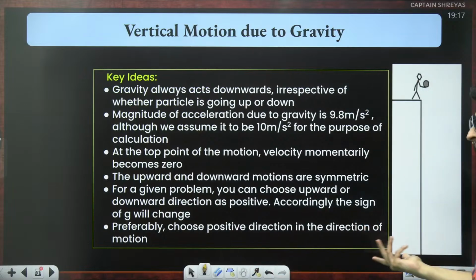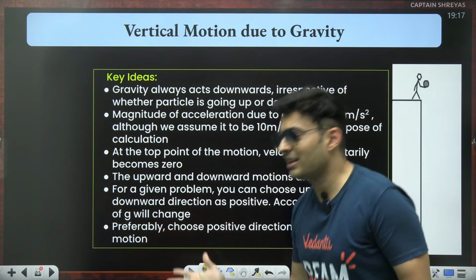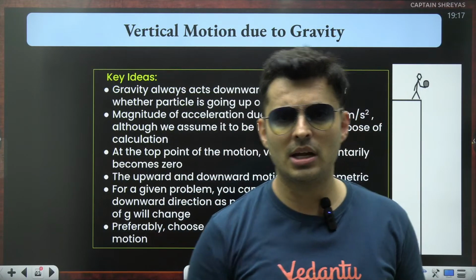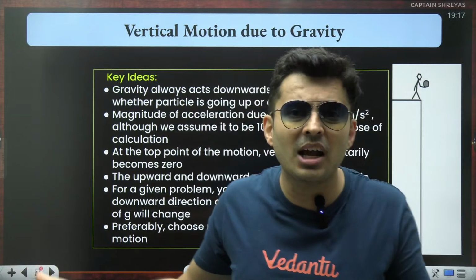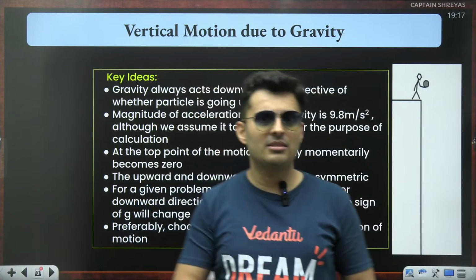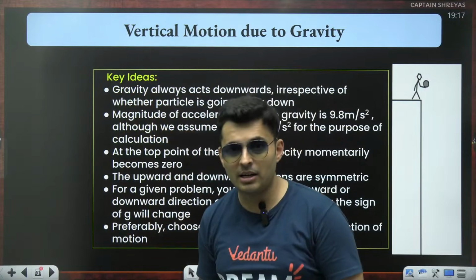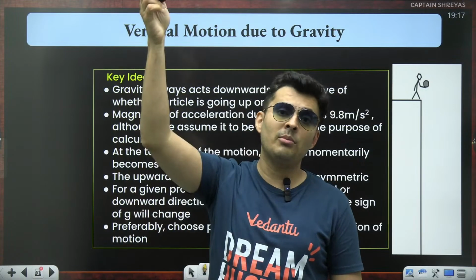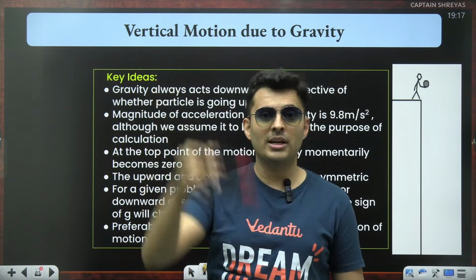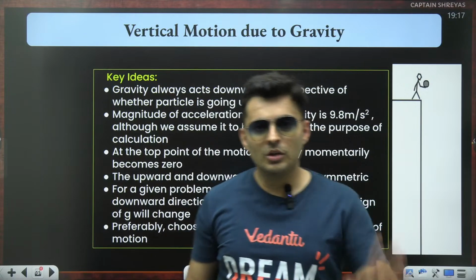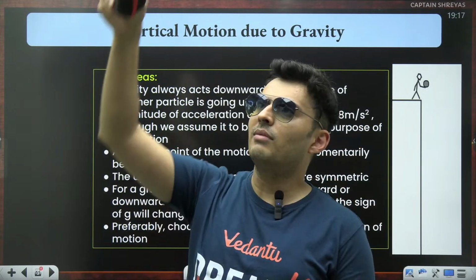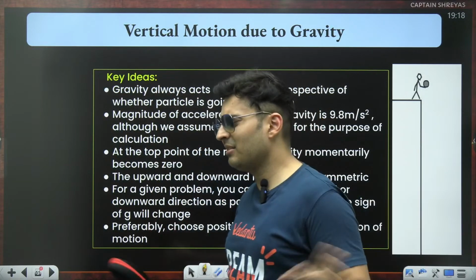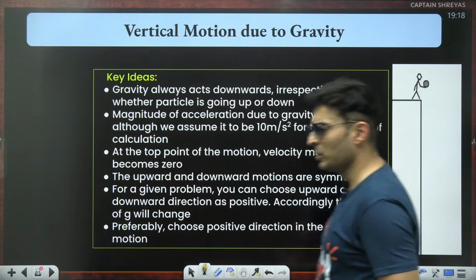Preferably choose positive direction in the direction of the motion. This is preferably, it's a suggestion, it's not saying you have to use the direction of the motion as the positive direction, because sometimes it is not in our hands. For example, I throw this, it goes up and comes down. Which direction will you take positive? I can take up also, I can take down also. So, usually if it is just going in one direction before turning, then that direction you take as positive. Otherwise, there is no hard and fast rule, like you will see.